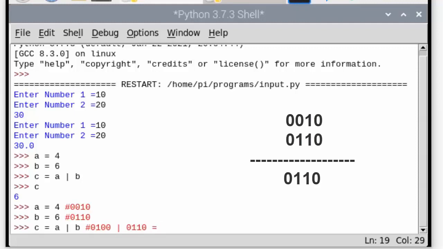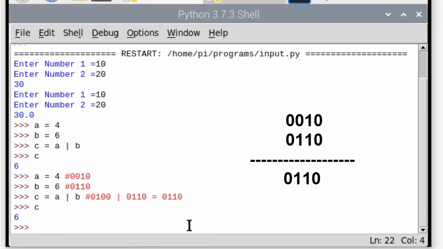Now what happens here? See, first bit is 0 and 0, so the answer will be 0. At the second position both the bits are 1. OR says when either input is 1, output is 1. Third position is 0 and 1, so again OR will give 1. Fourth position both the bits are 0, so output will be 0, and you get the answer as 6.